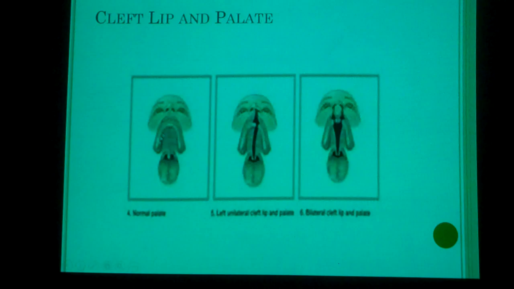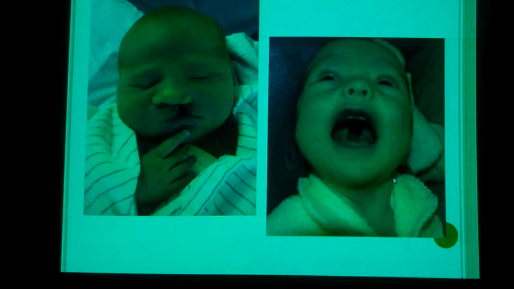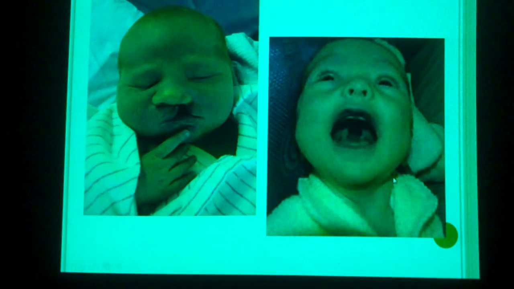Here are pictures. This is a normal. This is a left unilateral cleft lip and palate, and this is a bilateral. Here is a picture of, of course, live newborns.